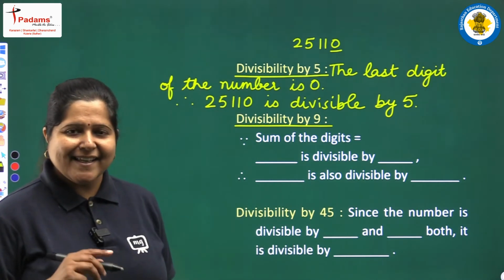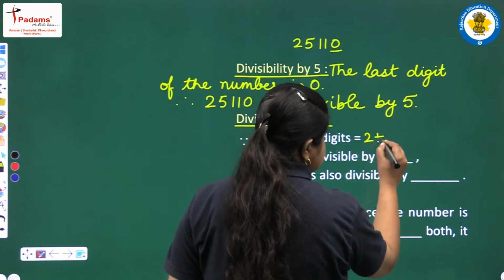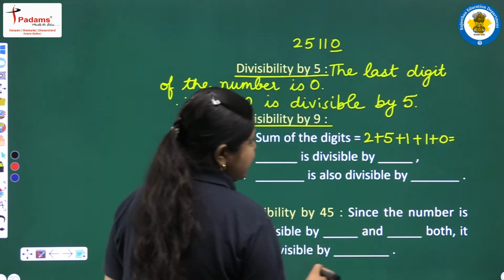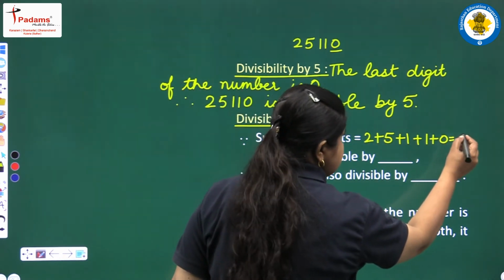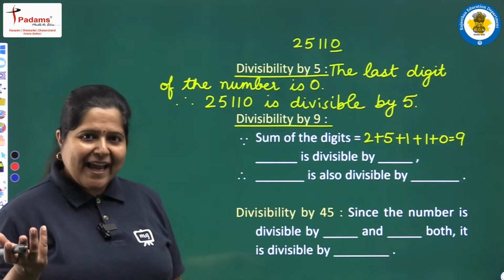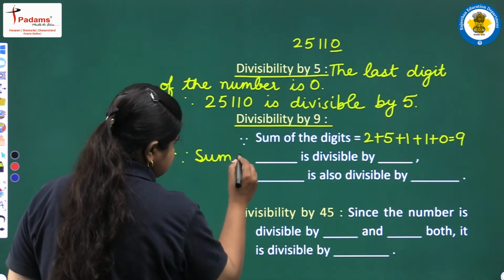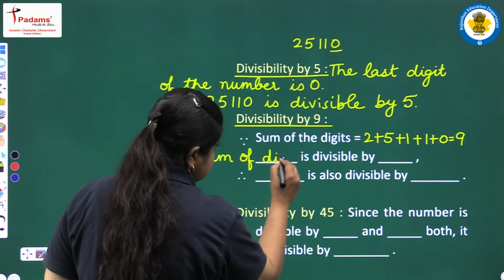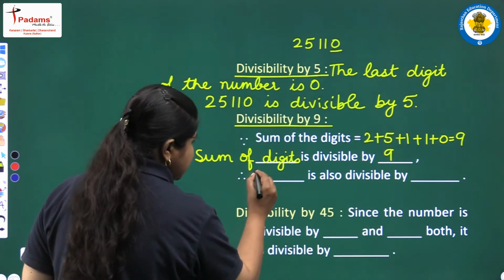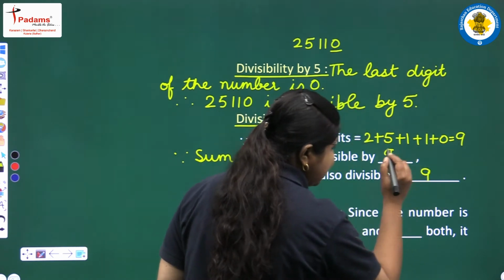What was its test? We first find the sum of the digits. So we find it: 2 plus 5 plus 1 plus 1 plus 0, and it is how much? 2 and 5, 7, 8, 9. Now is 9 divisible by 9? Yes, it is. And so we write here, since the sum of the digits is divisible by 9, the number 25,110 is also divisible by 9.